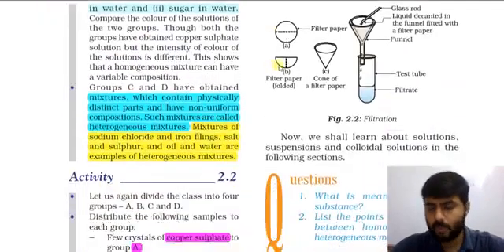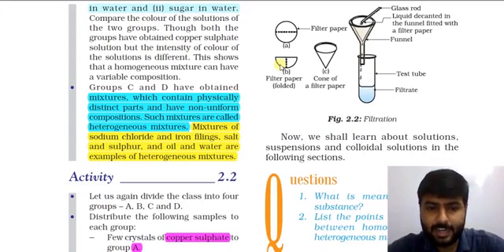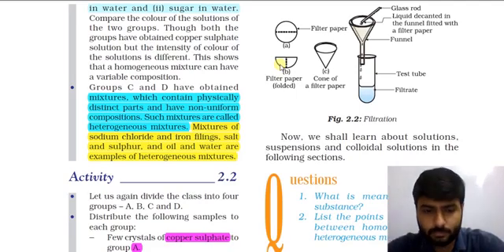So if we mix copper sulfate and potassium permanganate, or copper sulfate and common salt, we can differentiate it. We can identify physically distinct parts of that mixture. So the group C and D have a heterogeneous mixture, that is non-uniform in composition, and we can have physically distinct parts of that composition. So we have the second type of mixture, that is heterogeneous mixture.